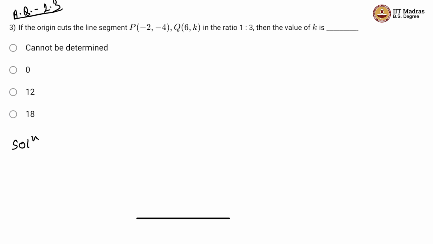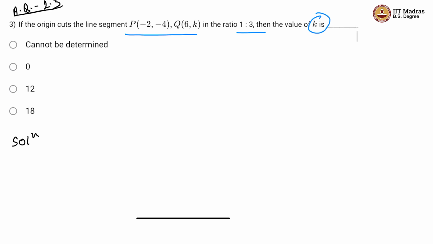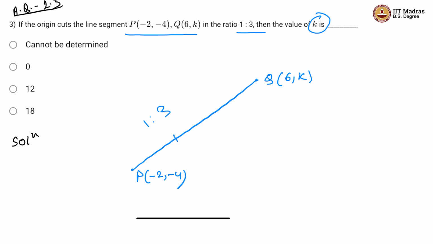Okay, now activity question 2.3, question number 3. If the origin cuts the line segment PQ in the ratio, then we need to find the value of k. So we have a line PQ here. P equals minus 2, minus 4, and here we have Q, which is 6 comma k. And the origin cuts the line in the 1:3 ratio. Okay, so this point is our origin.